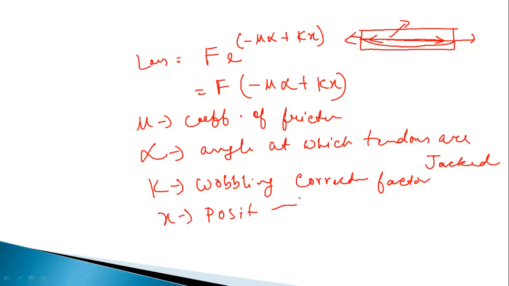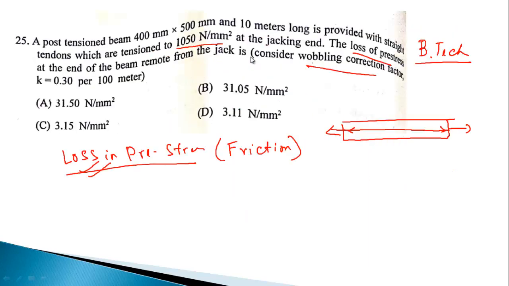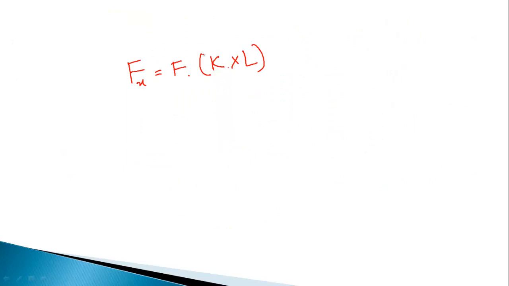In the question, no angle is given, so let us consider it a straight one, so the angle is 0. If it becomes 0, ultimately this whole term becomes 0. So finally we get the formula F into K into x, where x is the position. It's given at the end of the beam, which means you have to take the whole length.